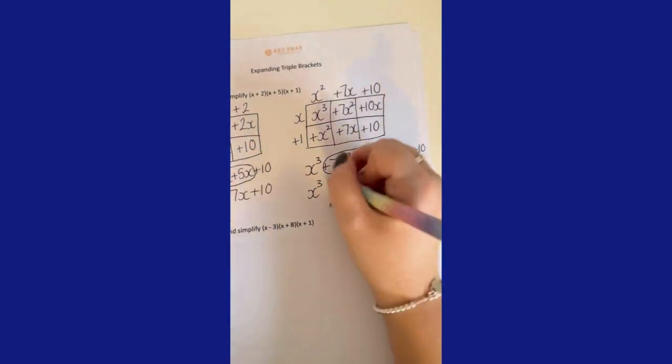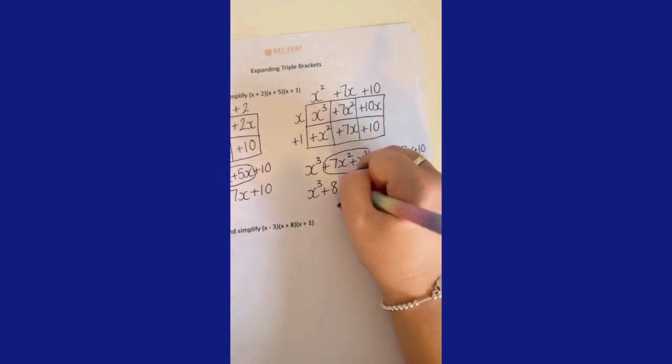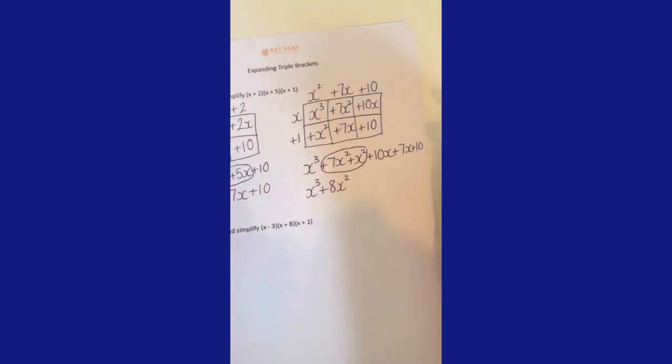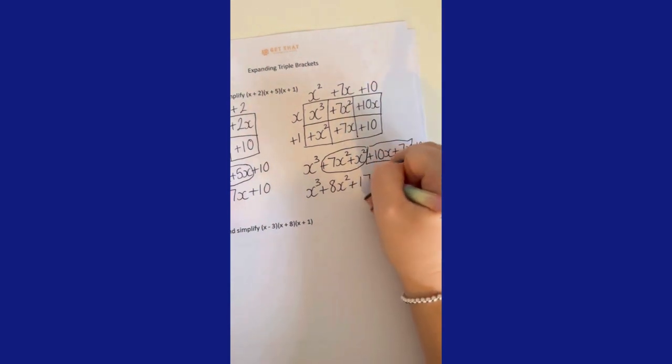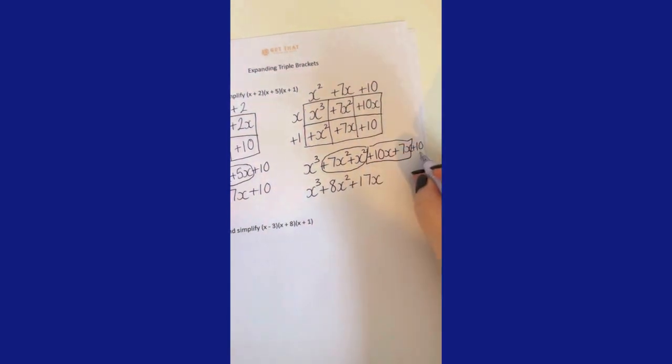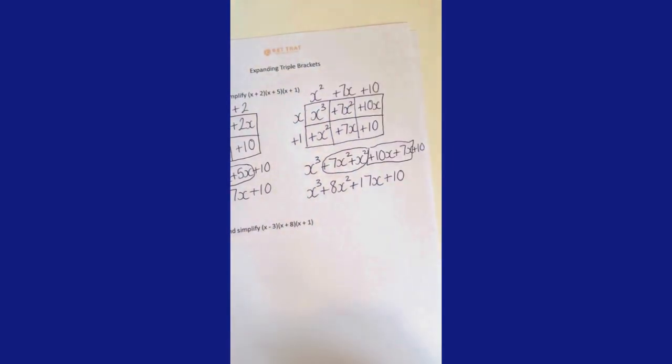7x squared plus x squared, that's going to give me 8x squared because I've got 7 plus 1 of them. And then this bit here, 10x adds 7x, that's going to get me plus 17x. And then I have only got 1 constant on the end, so plus 10. And there we have our expanded triple brackets.